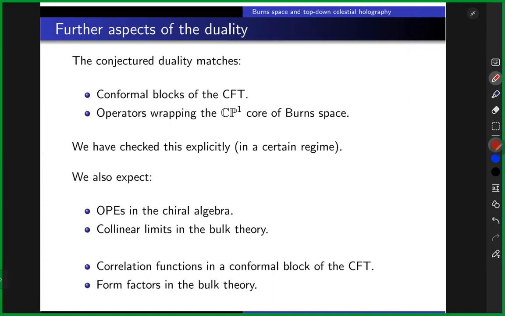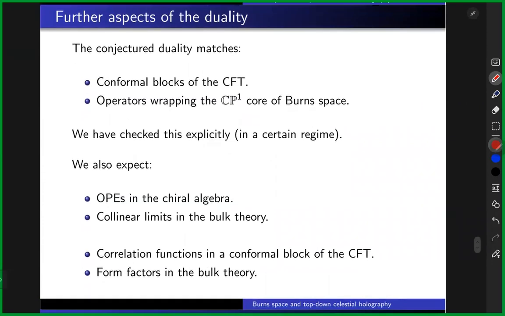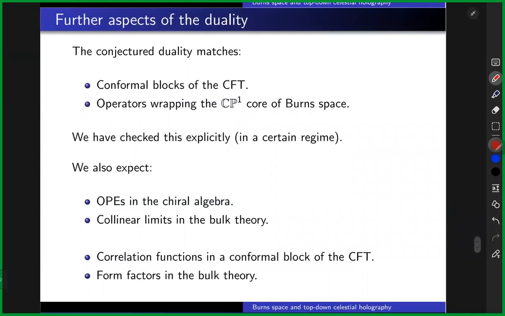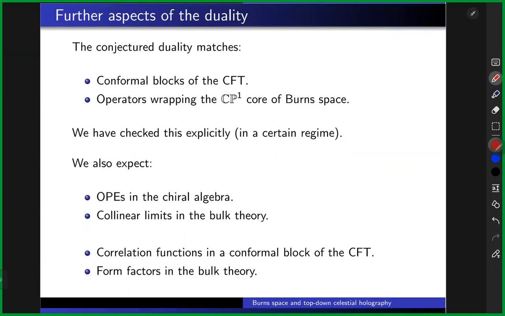Okay. So the way the duality is going to work, as I said, is the OPEs are going to be the collinear limits in the bulk. The correlation functions in a conformal block will be form factors in the bulk. So there's a lot to, I mean, we've checked some of this duality, but if you believe it, it tells you kind of an astonishing amount about this 4D theory.